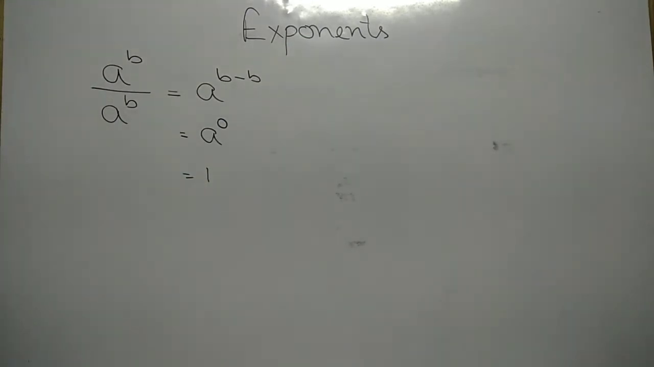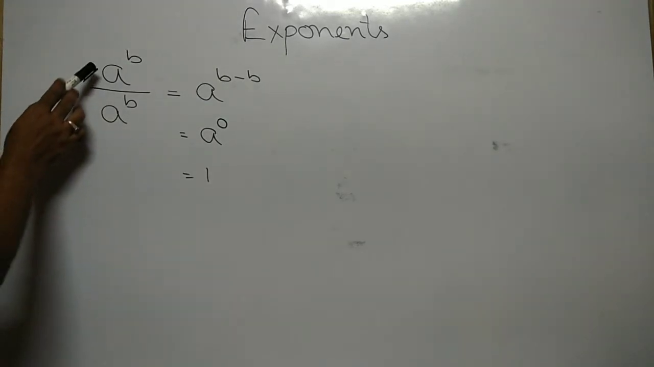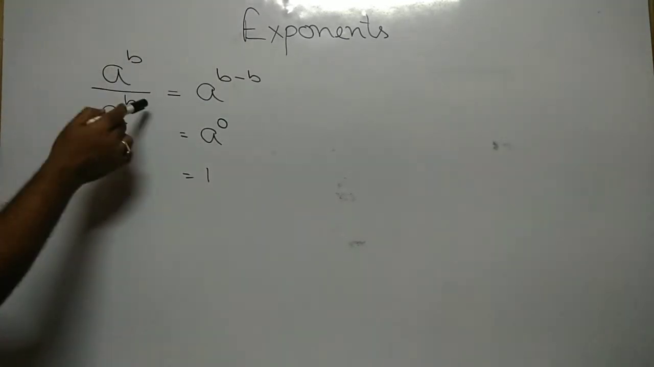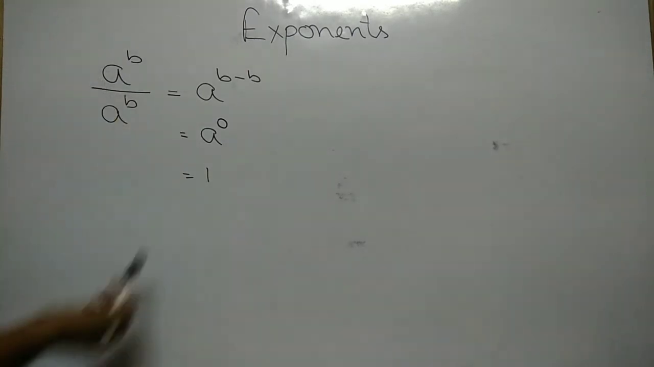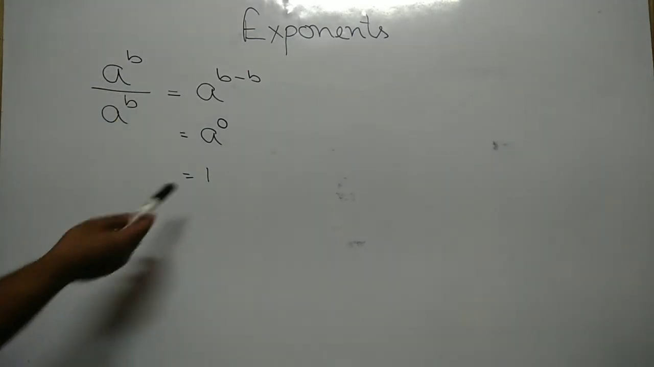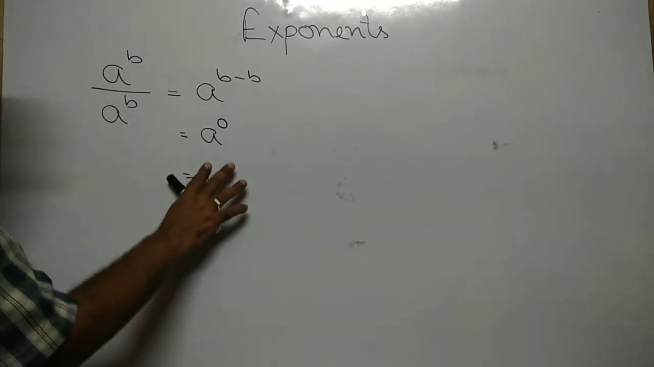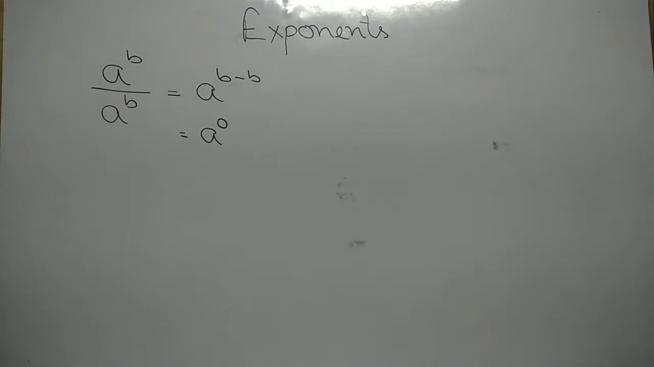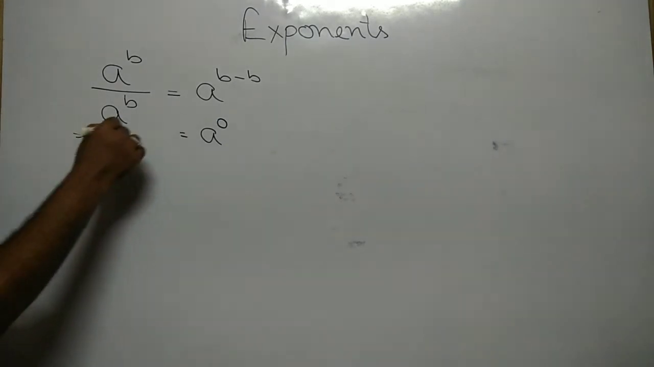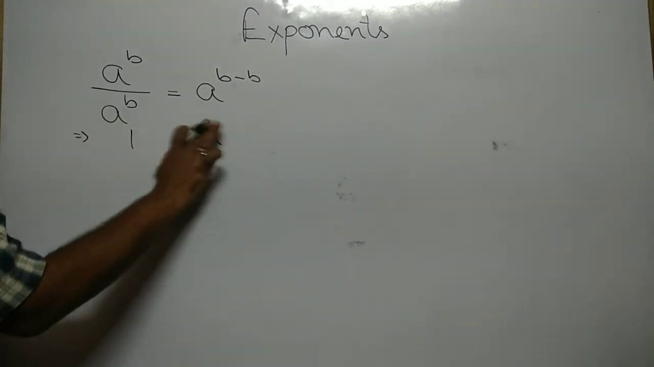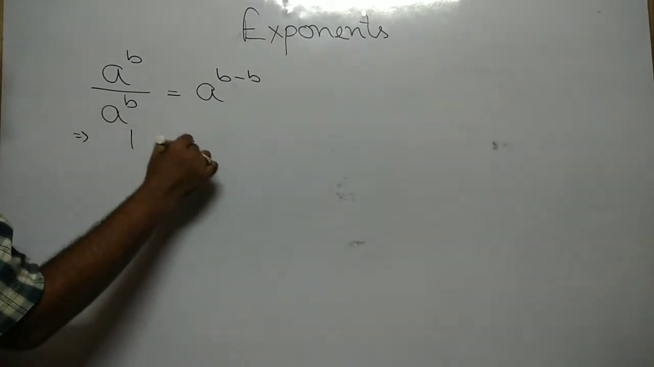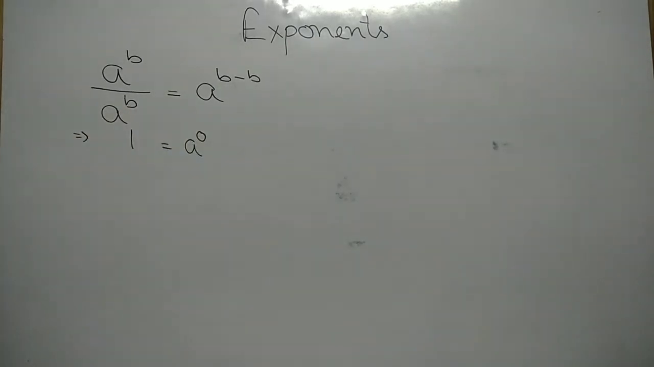Why is it 1? Because this complete term divided by this complete term gives you a unique result, that is 1. So this is equal to 1, or we may write 1 equals a to the power 0 likewise. So from this we can say that a to the power 0 equals 1. This is your zero exponent.